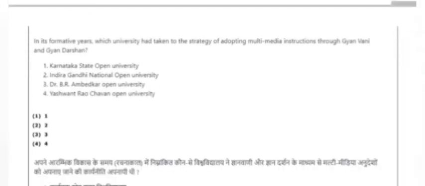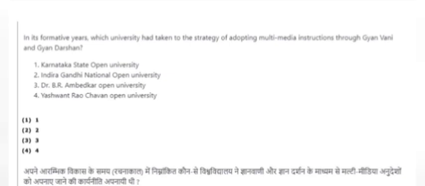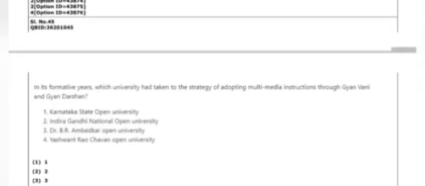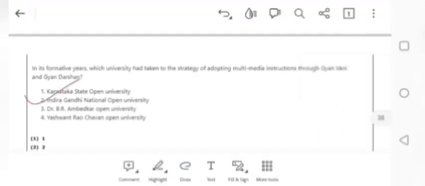45 says, in its formative years, which university had taken to the strategy of adopting multimedia instruction through Gyan Vani and Gyan Darshan? Karnataka State Open University, Indira Gandhi National Open University, Dr. B.R. Ambedkar Open University, Yashwantrao Chavan Open University. 45, correct option will be number 2, that is Indira Gandhi National Open University.